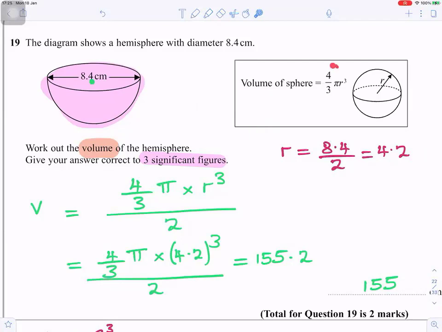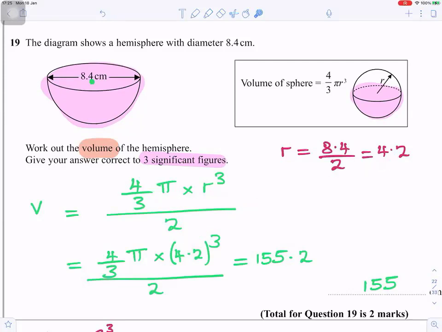The volume of a sphere is given by 4/3 pi radius cubed. But we don't want the whole sphere. We want just half of the sphere, which is a hemisphere. So we divide it by 2. We divide the whole volume by 2, half of it. So it's 4/3 times pi times 4.2, which is the radius, all cubed, divided by 2.